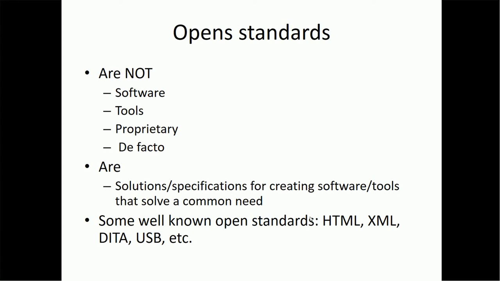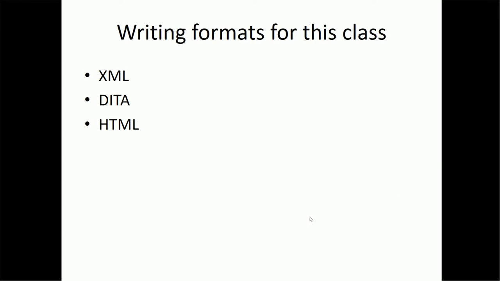Open standards are not software, they're not tools, they're not proprietary, and they're not de facto. They are solution specifications for creating software tools that solve a common need. Some well-known open standards are HTML, XML, DITA, USB.